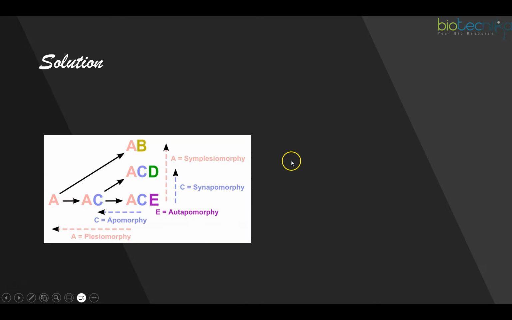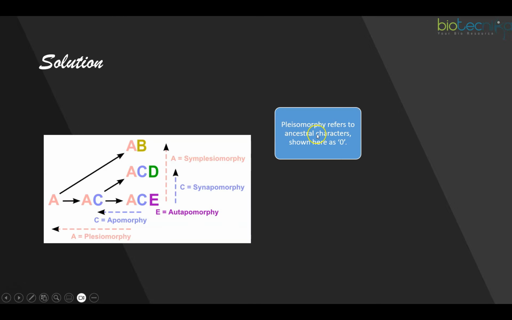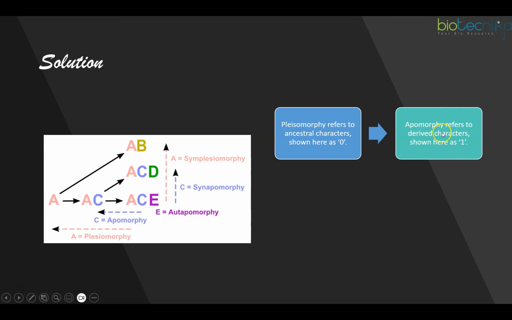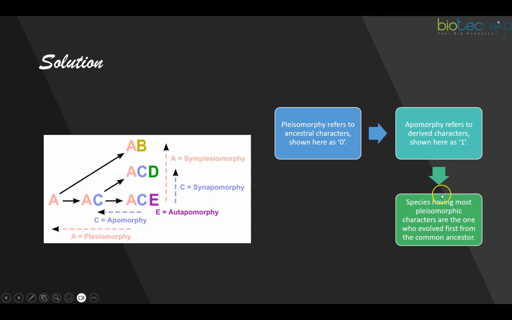So first of all, let's understand what is this plesiomorphy. It refers to ancestral characters which are shown as 0 in the question, and apomorphy refers to derived character shown as 1. Now species having the most plesiomorphic characters, they are the ones who evolved first from the common ancestor. For example, if you have here A, then you can see AB has formed, then AC has formed. So the plesiomorphics are the ones that have evolved from the common ancestor, right? So A over here is this plesiomorphic, right?